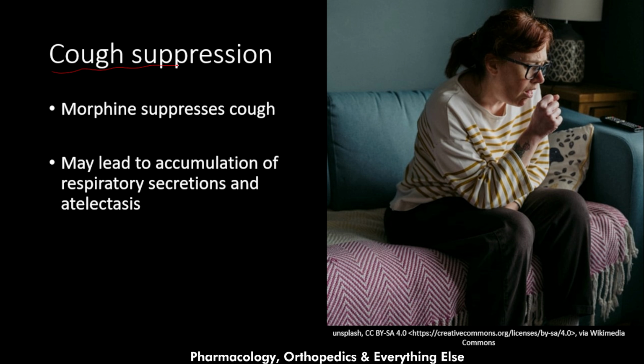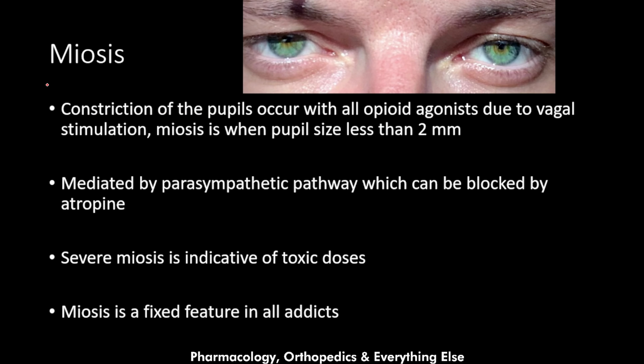Cough suppression is another effect of morphine use. So morphine suppresses cough, and it may lead to accumulation of respiratory secretions and atelectasis. The other effect of morphine is the meiosis. It is constriction of the pupils that occurs with all opioid agonists due to vagal stimulation. Because opioid agonists lead to vagal stimulation, this would produce meiosis. Meiosis is when the pupil size is less than 2 millimeters, like this example here.